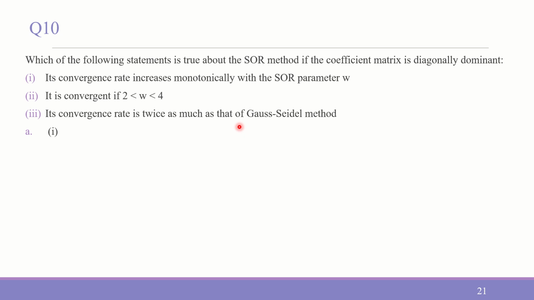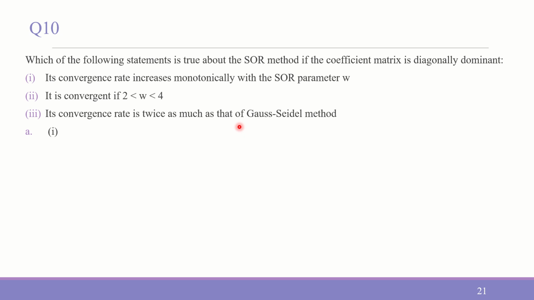So we look at the first statement. In the SOR method, its convergence rate increases monotonically with the SOR parameter W. As I mentioned, getting the proper parameter value is tricky. Just imagine if we could increase W and get an increased convergence rate. That would be better. But that is not the case, because, as I mentioned, it is difficult to get the value of W.